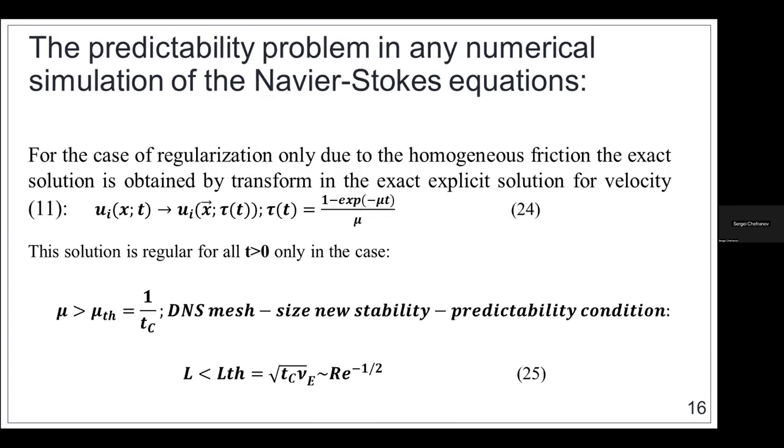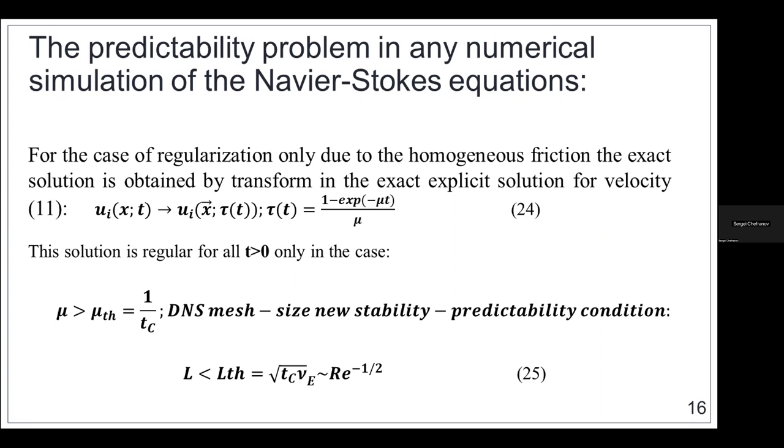Also, it is possible to make regularization by taking into account homogeneous friction, and the solution is represented by formula 24. It is important that only for superthreshold homogeneous friction it is possible to obtain regularization, while when we take into account effective viscosity, the regularization takes place for any small viscosity, small but not zero.